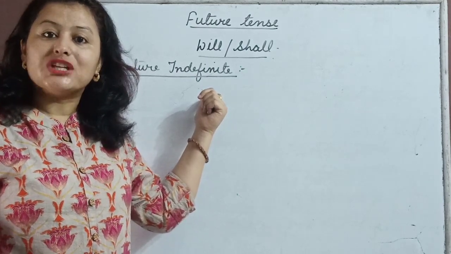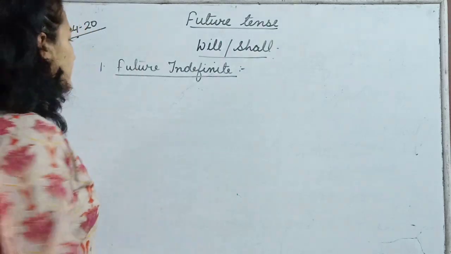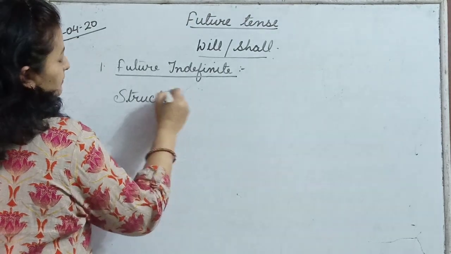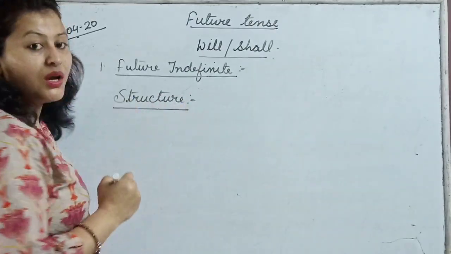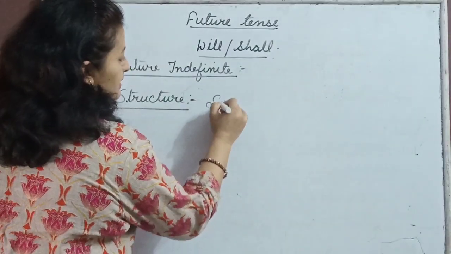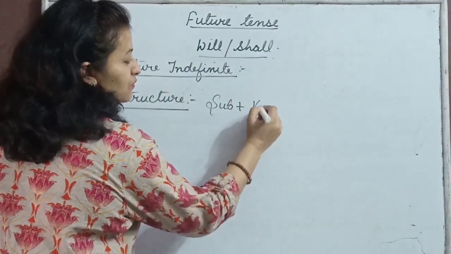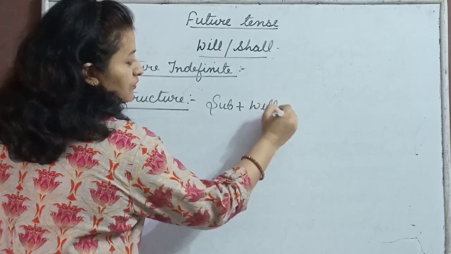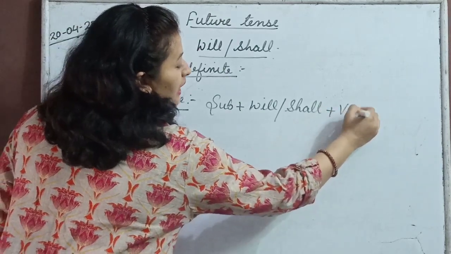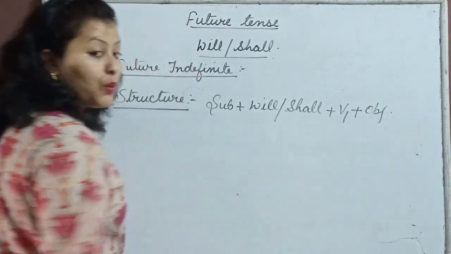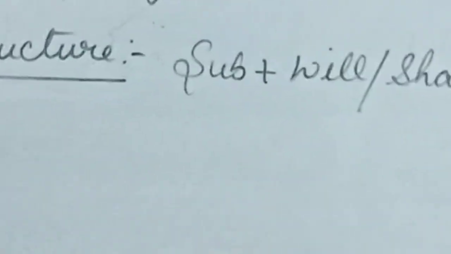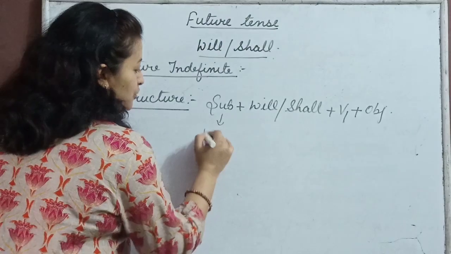Let us go with the structure of the tense. What will be the structure? I am going to tell you. It is subject plus the auxiliary verb will or shall plus V1 and then object. Very simple, isn't it? Okay, let's frame one sentence and then it will be easy for you to understand.